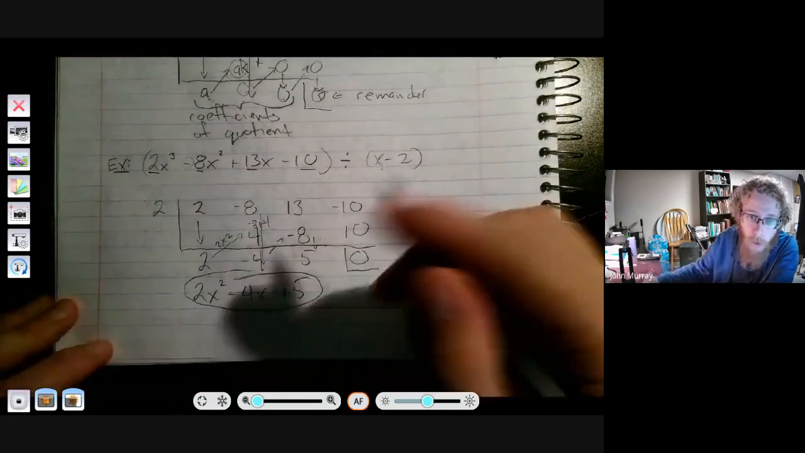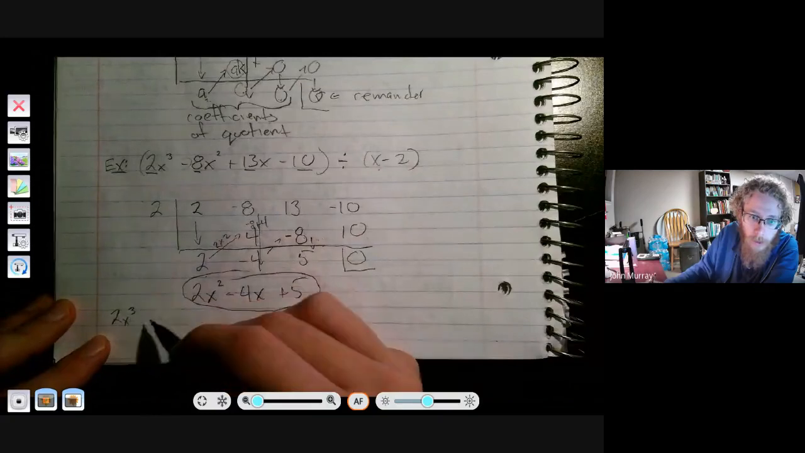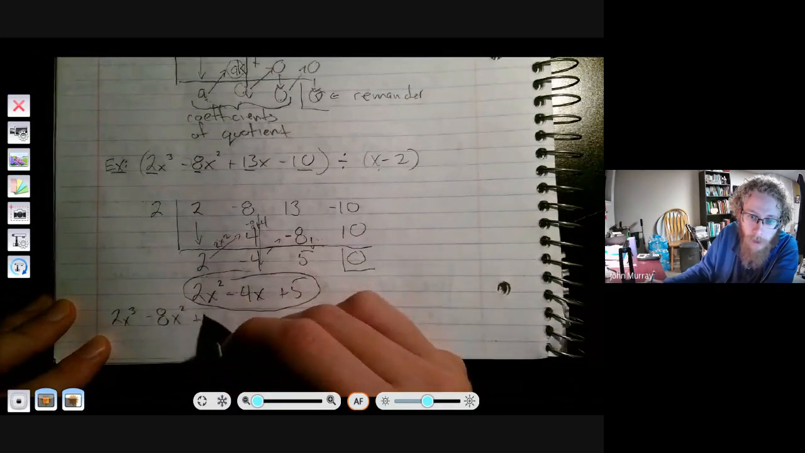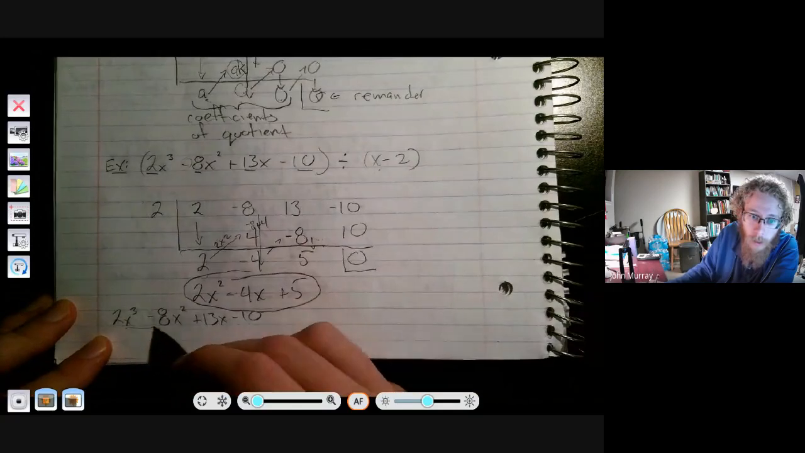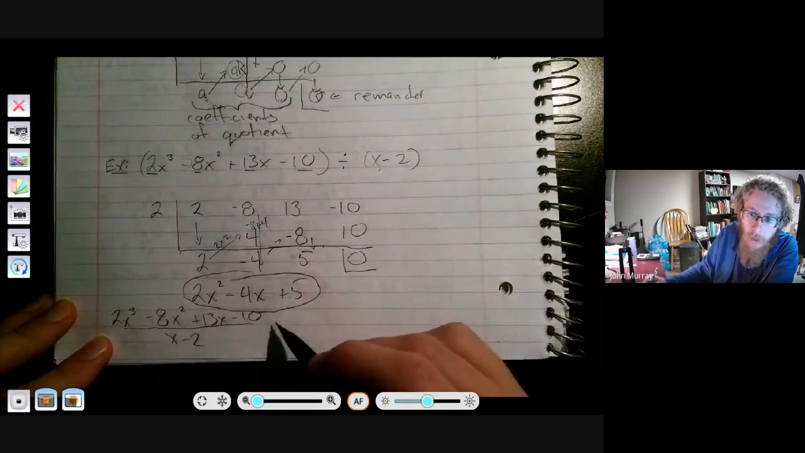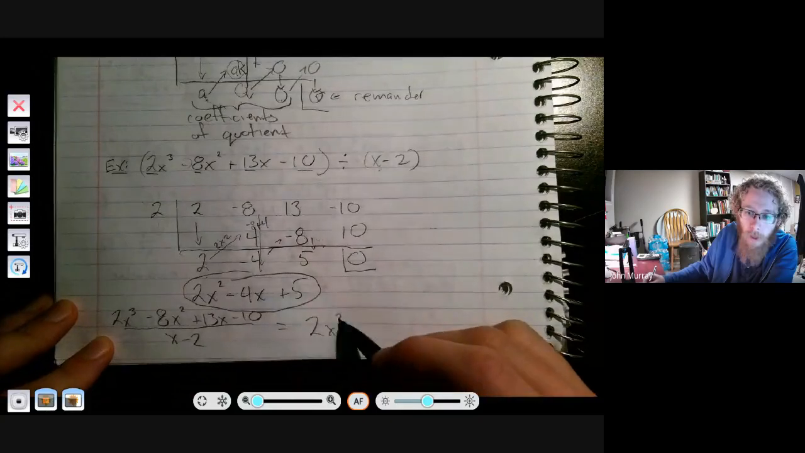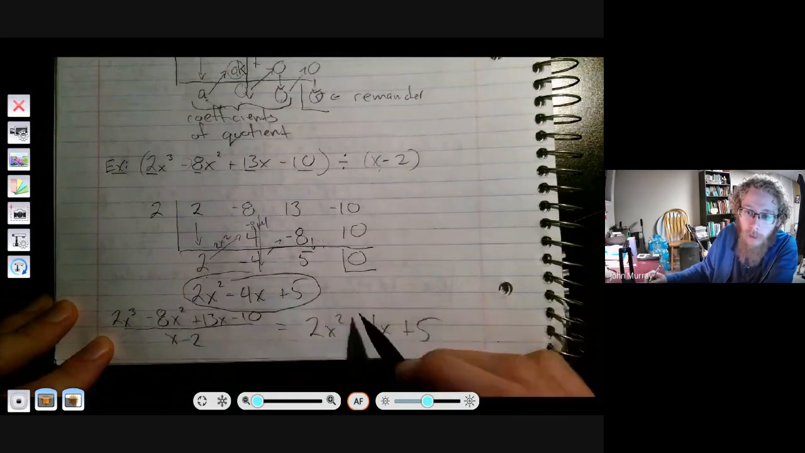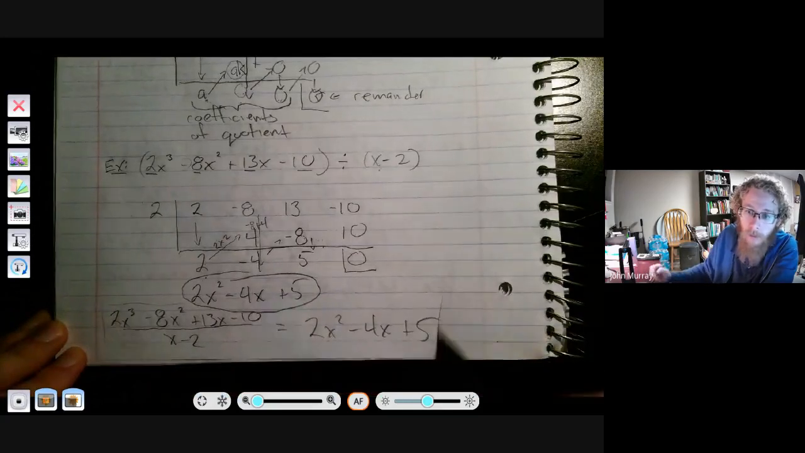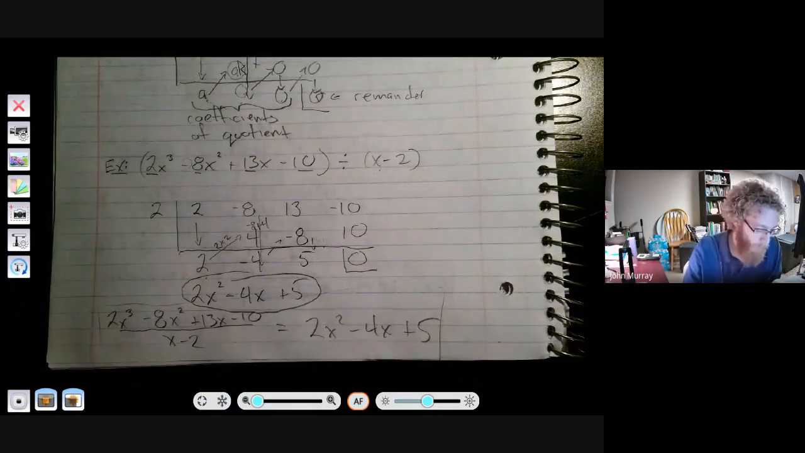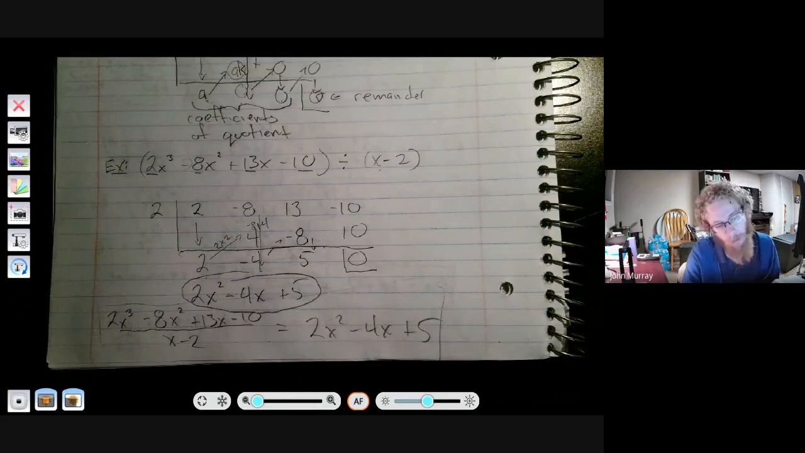All right. So if you wanted to rewrite it, you could say 2x cubed minus 8x squared plus 13x minus 10 divided by x minus 2 is equal to what we have up here, 2x squared minus 4x plus 5. And personally, I think that's a little faster, a little quicker than long division, right? You don't have to worry about distributing. You don't have to worry about changing the signs and subtracting and making sure you don't mess up there. It's a lot more straightforward.